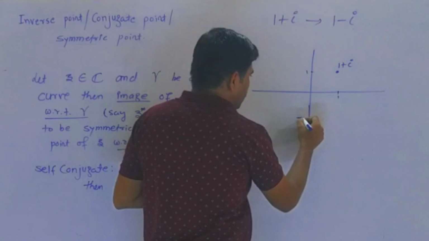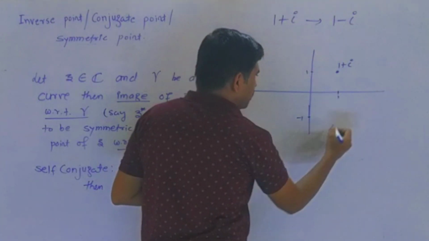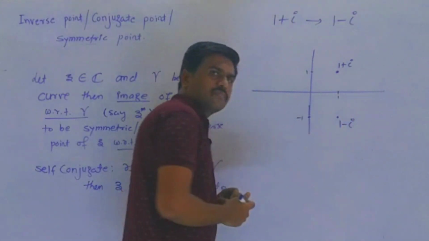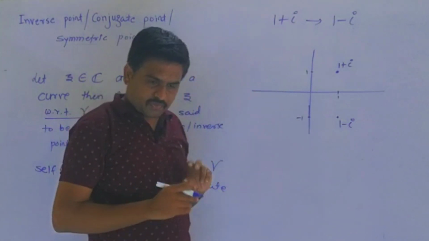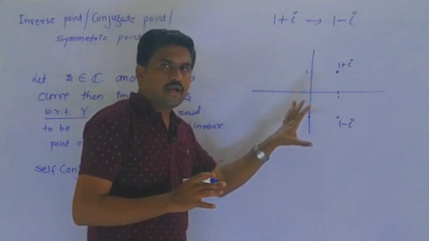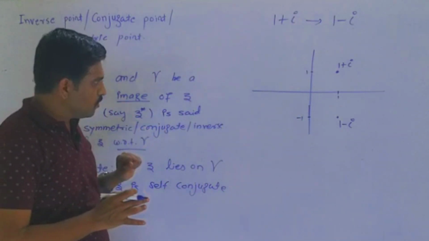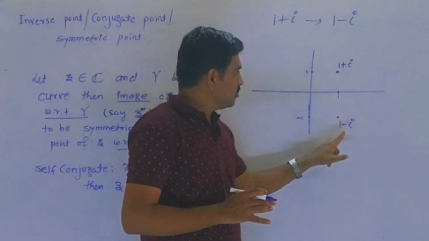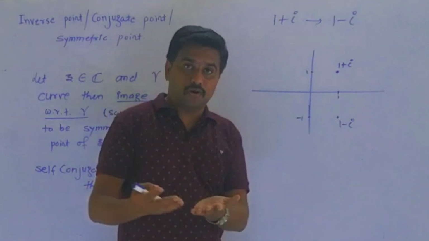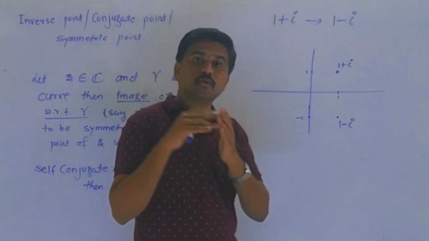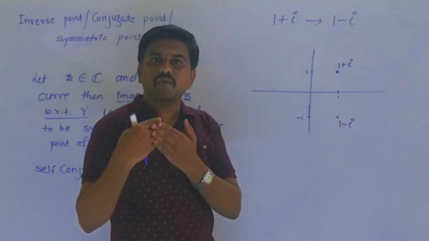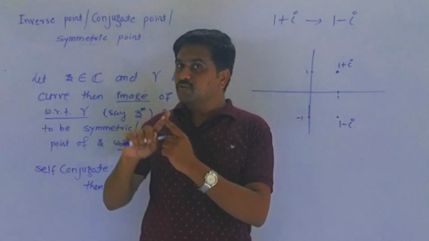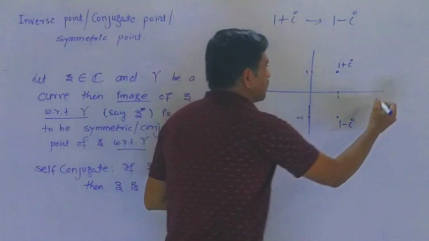So this is, suppose, minus 1. Where is the position of 1 minus i? This one. Now observe the figure and the definition. Why did you tell me the conjugate of 1 plus i is 1 minus i? Because by default, maybe you don't know, you consider the gamma curve as the x-axis.